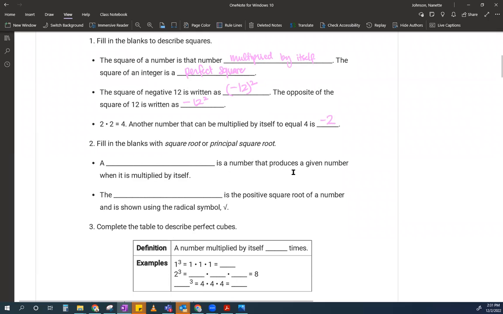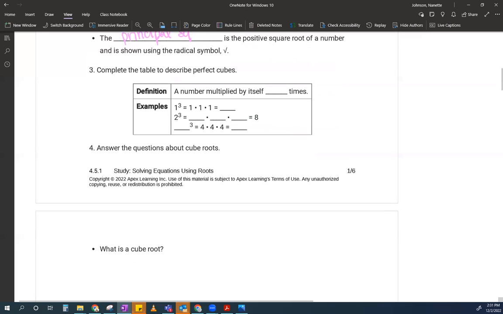So then it says fill in the blanks. A square root is a number that produces a given number when it's multiplied by itself. The principal square root is the positive square root of a number and is shown with the square root symbol, meaning it's the positive version of itself. So let's fill out some stuff.